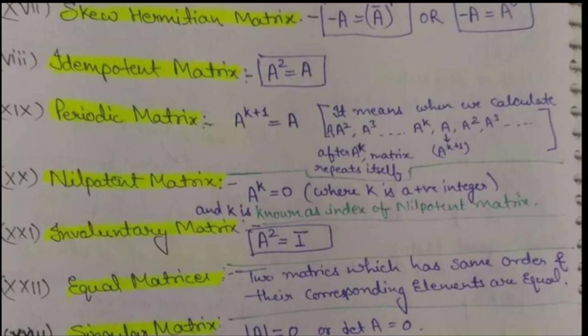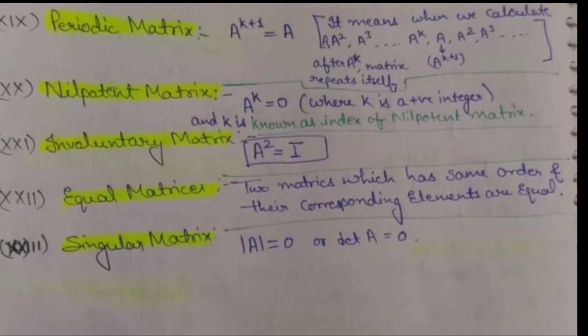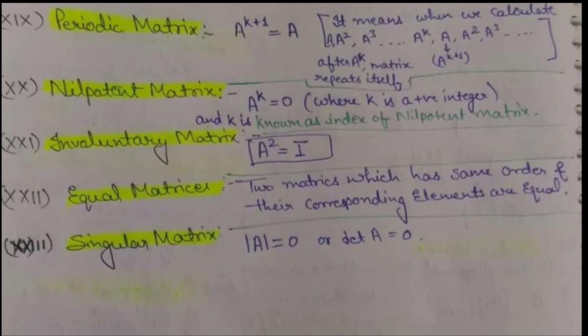Next thing, if we are going to consider the involutory matrix, so guys, if you are getting A squared equal to I, where I is the identity matrix, then in that case you can say that A is an involutory matrix. So here I am going to discuss the conditions corresponding to different types of matrices with you. It should be clear to everyone. Okay, it's very important. Now, equal matrices: two matrices which have the same order and their corresponding elements are also equal, we will say that the matrices are equal.